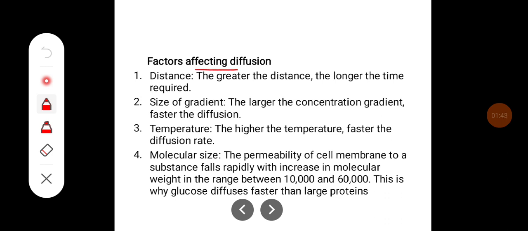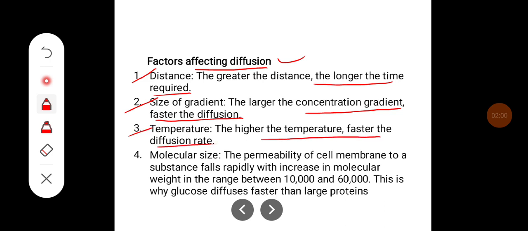The factors which affect diffusion are the distance: the greater the distance, the longer the time required. The size of the gradient: the larger the concentration gradient, the faster the diffusion. Temperature: the higher the temperature, the faster the diffusion rate. And it depends on molecular size. The permeability of the cell membrane to a substance falls rapidly with increase in molecular weight in the range between 10,000 to 60,000. This is why glucose diffuses faster than large proteins.